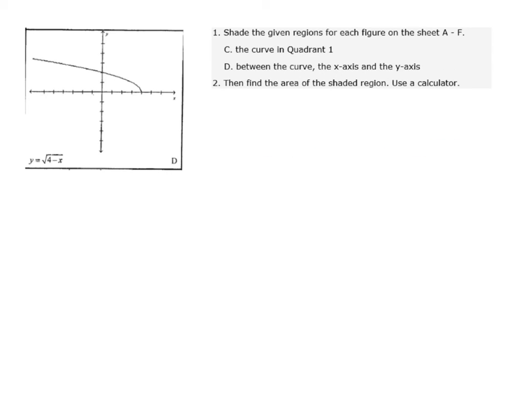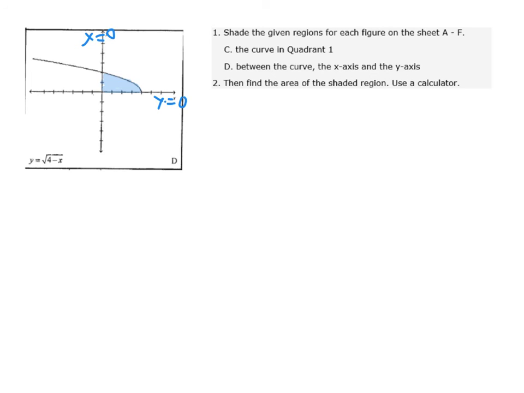So on this one, it's talking about shading the curve in between the curve, the x-axis, and the y-axis. The x-axis is y equals 0. The y-axis is x equals 0. And so I want this piece right in here. This one is a little more interesting because it brings up the idea that you could also find the area between this curve and the y-axis.